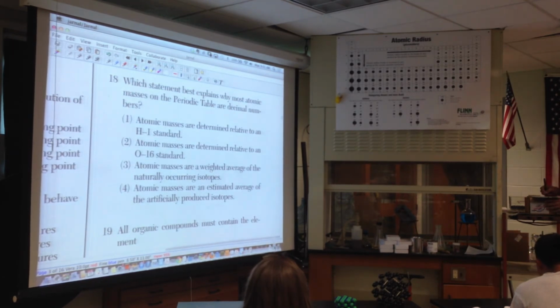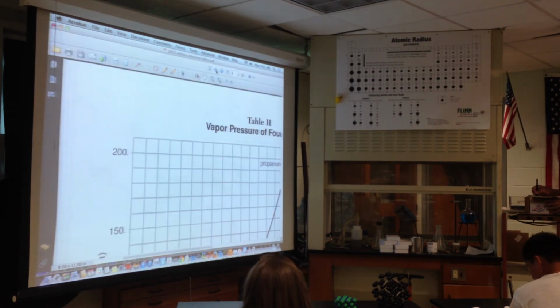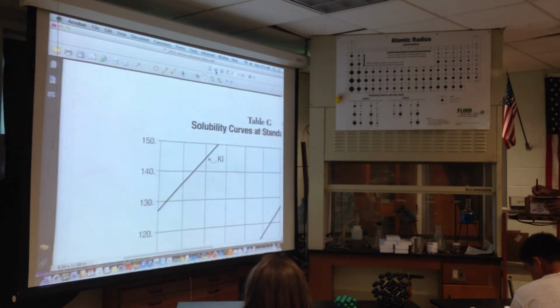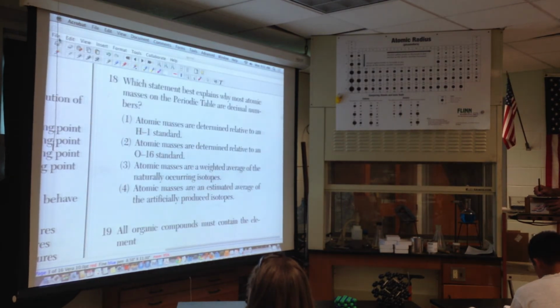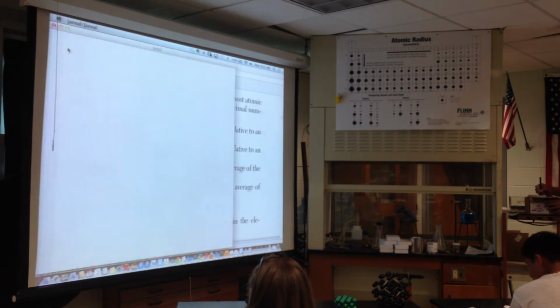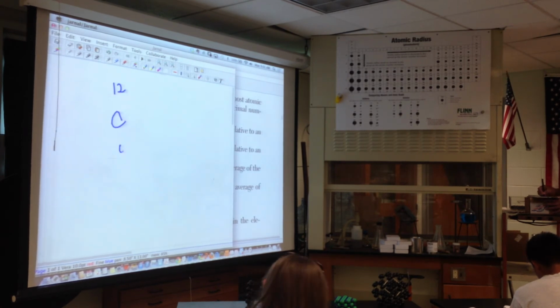This is an important concept. Right, it's the average of all the isotopes. But wait a minute. That seems to be silly to me too. If it's the average of all the isotopes, let's get out of here for a second. Let's go file new. Like for instance, carbon-12 and carbon-14.